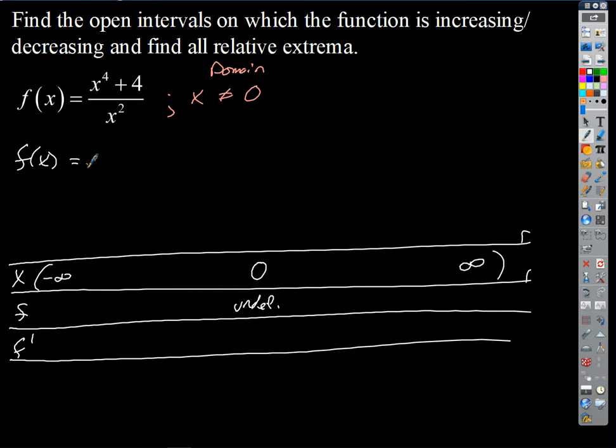x to the 4th plus 4 times 1 over x squared. Okay, but we could even do better than that. What if I split this into separate terms? I get x to the 4th over x squared plus 4 over x squared.